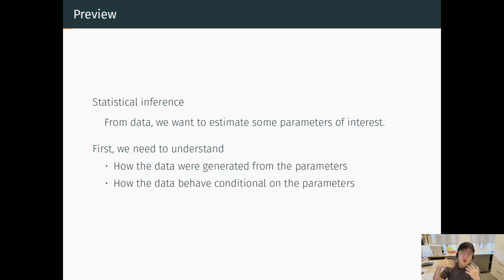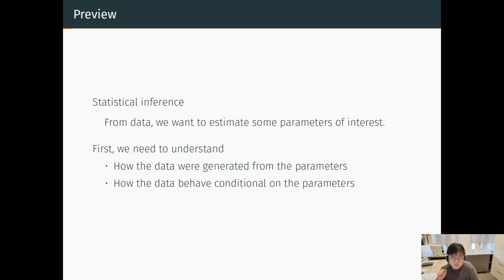We would like to use the data to guess something about the randomness. Okay, from data, we would like to estimate, we would like to test. There are a lot of things we can do from the data, but to do that, we have to understand how the data were generated, how the data behave, right?